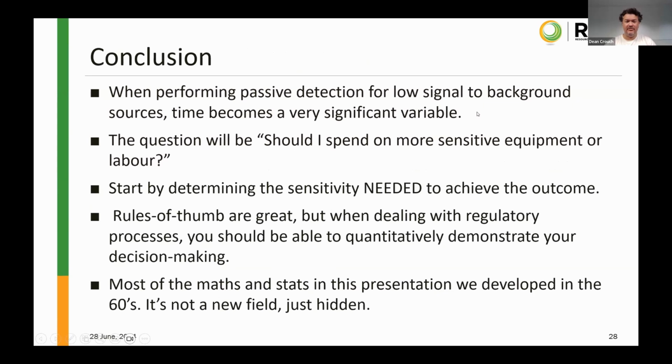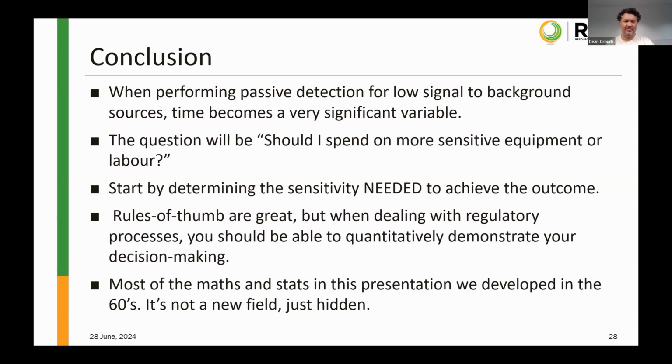So in conclusion, when performing passive detection for low signal to background sources, time becomes a very significant variable. That's probably the biggest lever you've got when you're doing this. Your next question would be, should I spend more on sensitive equipment or labor? Maybe you can afford to just have a technician stand out there for a week, in which case, give them the procedure, go for it. If that's a really dangerous proposition, then you might need to go spend some more money on your equipment.